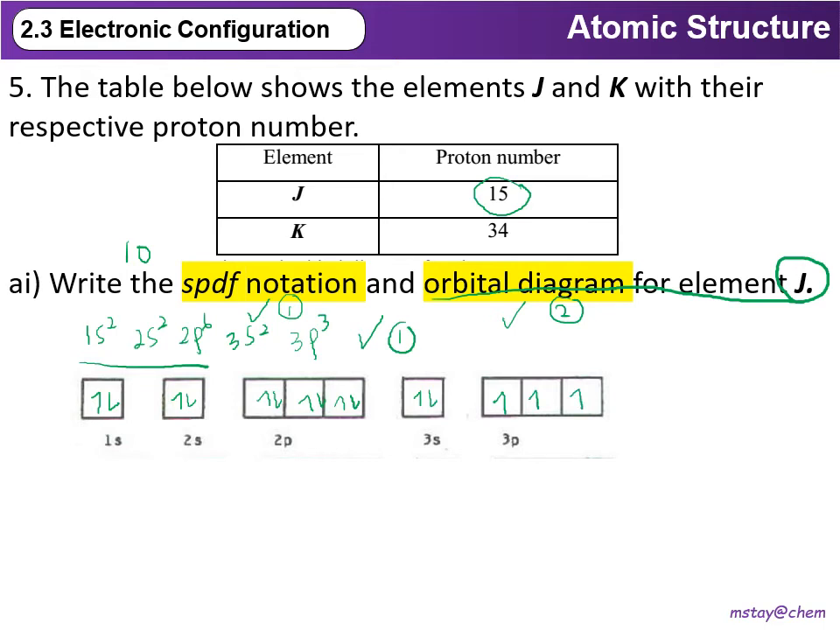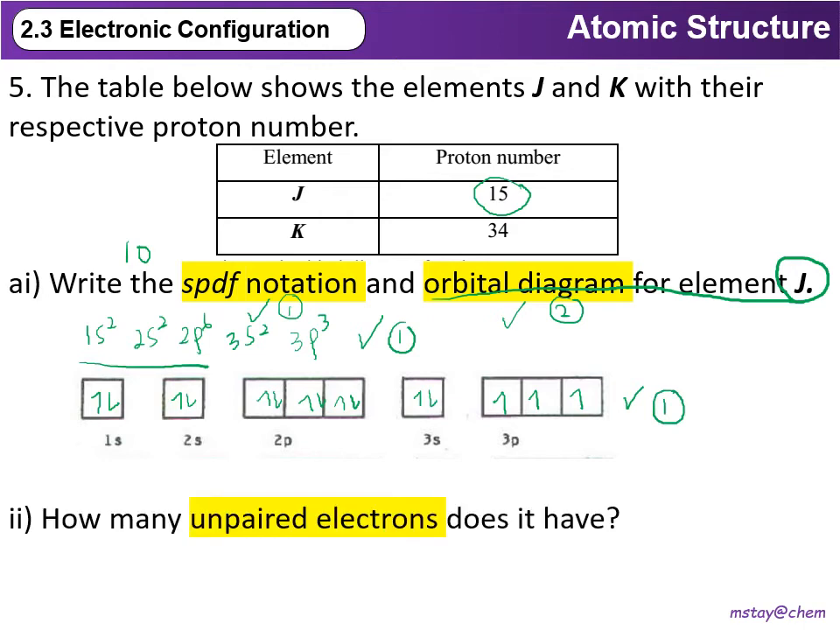When we fill up the orbital diagram, we have to be very alert with the 3 rules of the principle that apply when we fill electrons into the orbital diagram. So this is the second mark for this question.